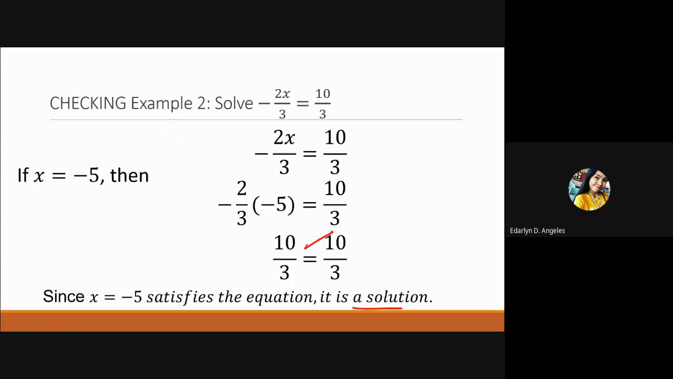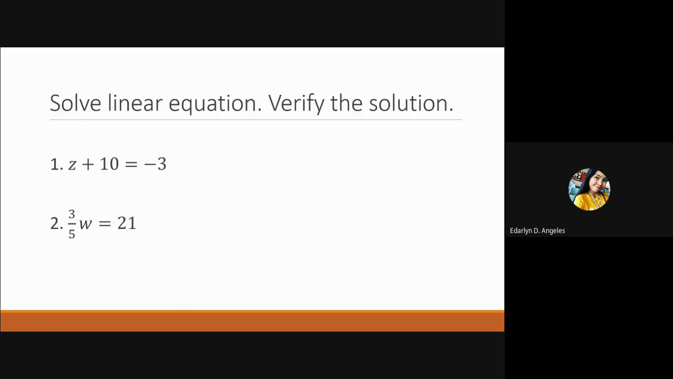Alright? So it's now your turn. Kindly solve the 2-item practice exercises. Solve the linear equation and verify your solution by checking it.